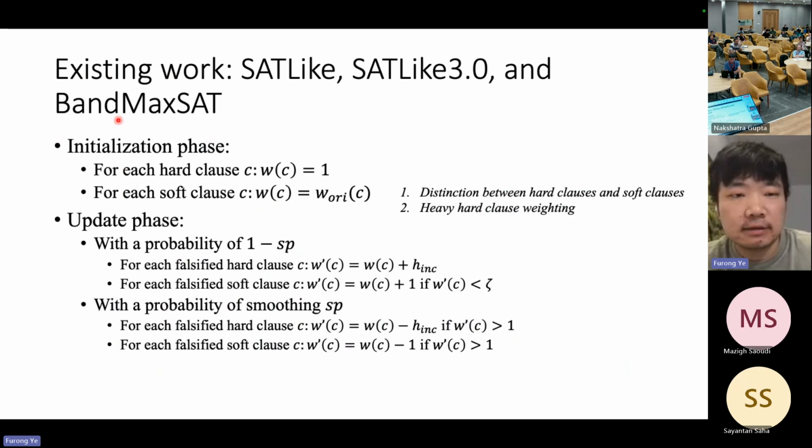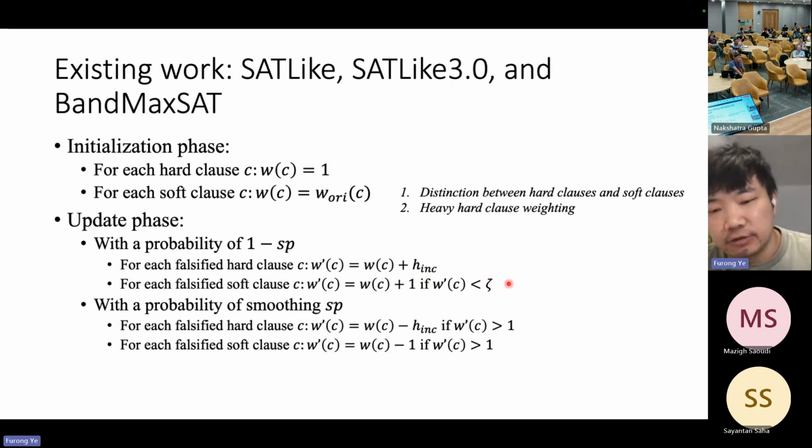And to explain our work better, I will introduce the existing work first. There is existing work such as SATLike, its later versions, and BandMax. They initialize the weight of each clause like this. For each hard clause, it will be initialized as 1. And for each soft one, it will be initialized by its original weight in the problem. And when the algorithm is trapped in a local optimum, with the probability of 1 minus sp, each falsified hard clause's weight will be increased by a factor h_inc. And for the soft ones, it will increase by 1.